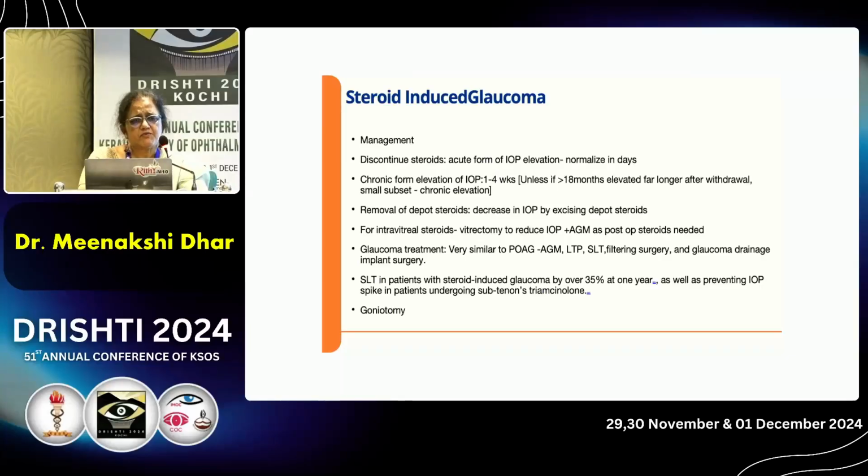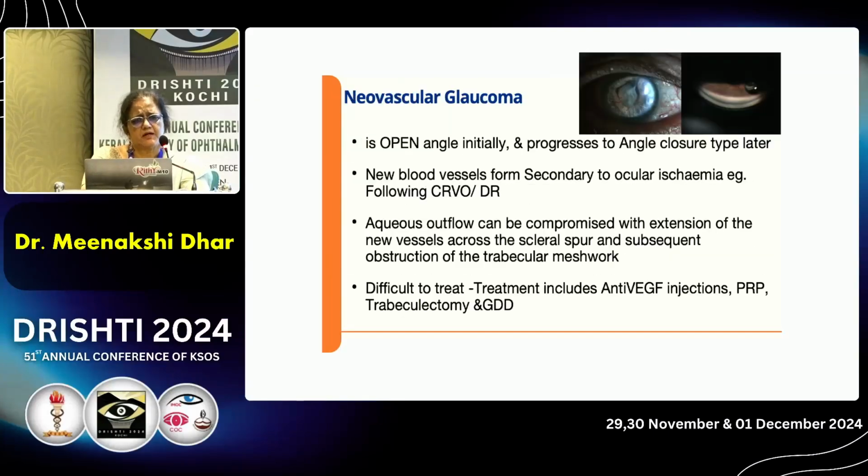And if there is a depot steroid, remove the steroid. And if there is an intravitreal steroid, you may need to do a vitrectomy. And the rest of the treatment is very similar to POAG, but they are sometimes really recalcitrant. SLT may be of some use, but generally they either end up being managed medically or surgically. Neovascular glaucoma can occur of the open angle type, and later it progresses to angle closure.